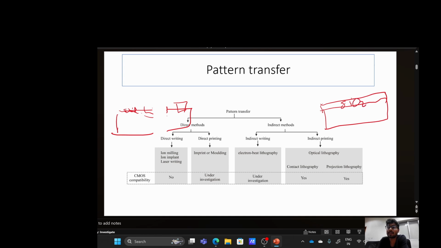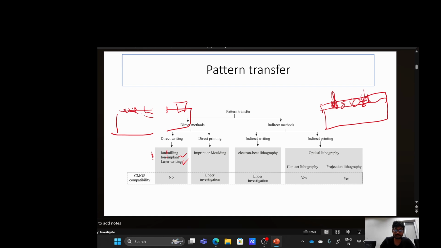You want to make a pattern in the SiO2. You just want to etch the SiO2 from some places. So what you can do is, you can use ion milling, you can use ion implant, you can use the laser to just etch it out. Okay, to etch it out.